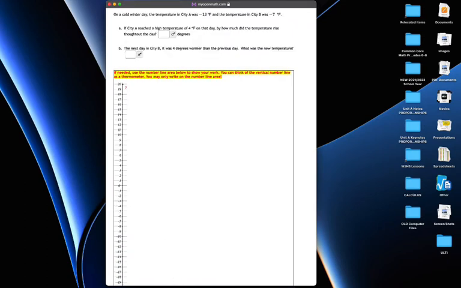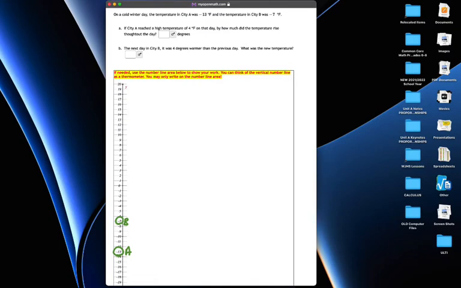This problem states that on a cold winter day, the temperature in city A was negative 13 degrees. So right here is city A at negative 13 degrees. It says that city B was negative 7 degrees. So right here is city B.